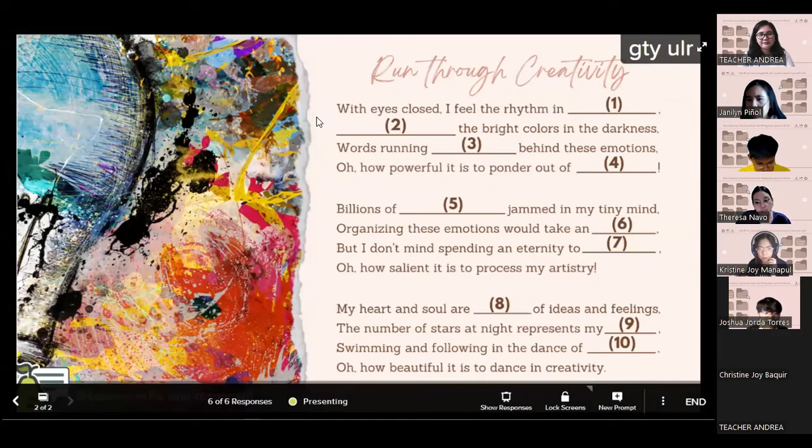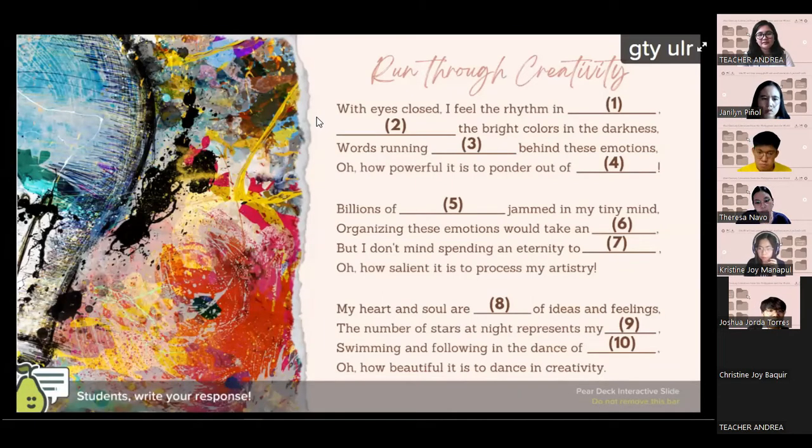With eyes closed, I feel the rhythm in my heart, with the vibrations of the bright colors in the darkness, words running, seething behind these emotions. Oh, how powerful it is to ponder out of mind. Billions of wonders jammed in my tiny mind. Organizing these emotions would take an eternity, but I don't mind spending an eternity to ruminate. Oh, how salient it is to process my artistry. My heart and soul are the vessels of ideas and feelings. The number of stars at night represents my visions, swimming and following in the dance of tomorrows. Oh, how beautiful it is to dance in creativity.